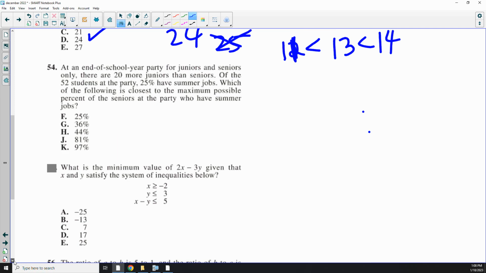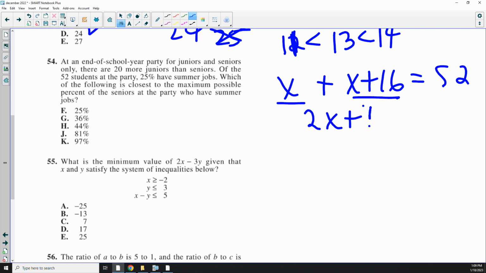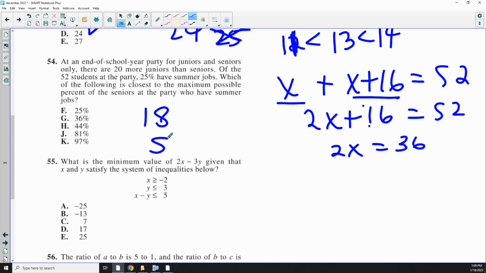This one was weird. There were 52 students at the party, but 16 more juniors than seniors. I kind of plugged and chugged this to get the answer, but the answer for X is 18. So there are 18 seniors, and wait, I did this wrong. X plus 20. Where did I get 16 from? So it's 32. It's 16 seniors and 36 juniors.